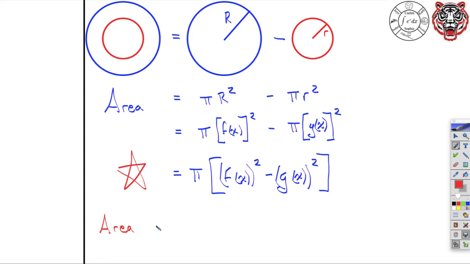And also this, that the area of a slice, when we're doing this type of method, when we're rotating it around the x-axis, sometimes you can be rotating this around the y-axis in very rare cases, but usually it's around the x-axis, is going to be this. It's going to be pi times the top equation squared minus the bottom equation squared.